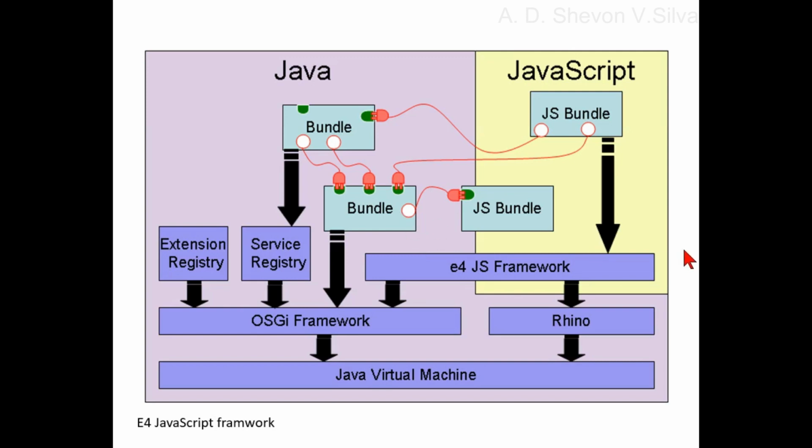Conversely, a JavaScript bundle can declare an extension point with some corresponding Java API that can be implemented by Java bundles, and then load and use extension contributions to that extension point in JavaScript code. This type of interaction between JavaScript and Java bundles is illustrated in this figure.